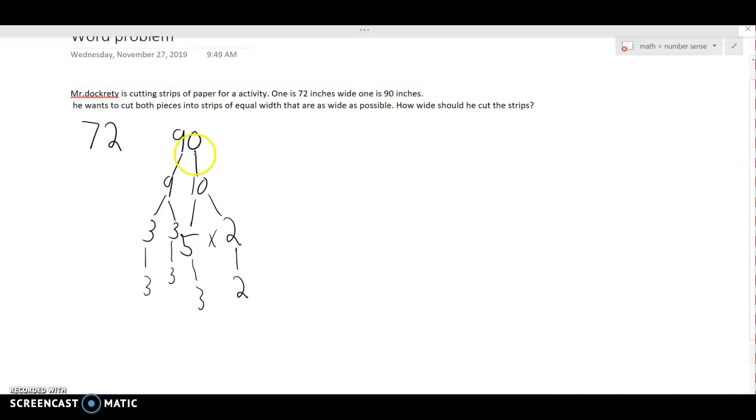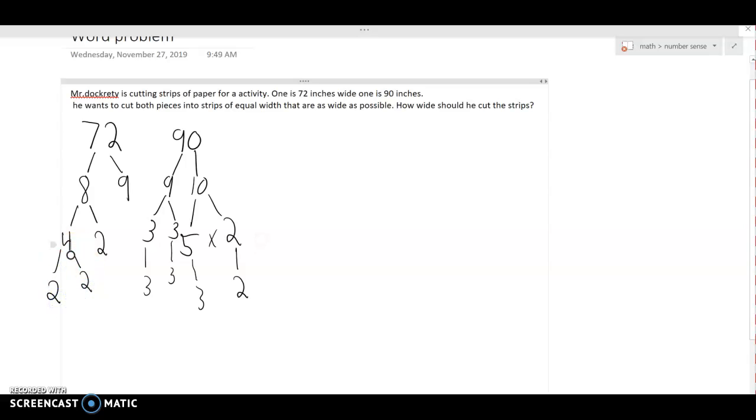So now that we know that 9 is our greatest common factor, we have to prove that. So 72 divided by 9 gives us 8. And then 8 divided by 2 is 4. And 4 divided by 2 is 2. So then we have 2, which is prime, so we just bring down the 2.